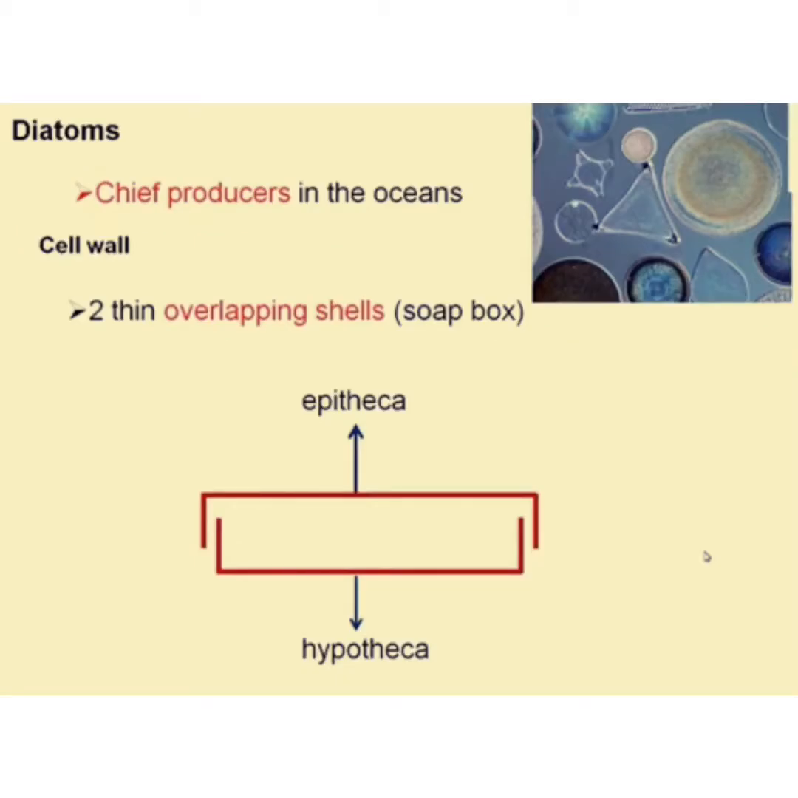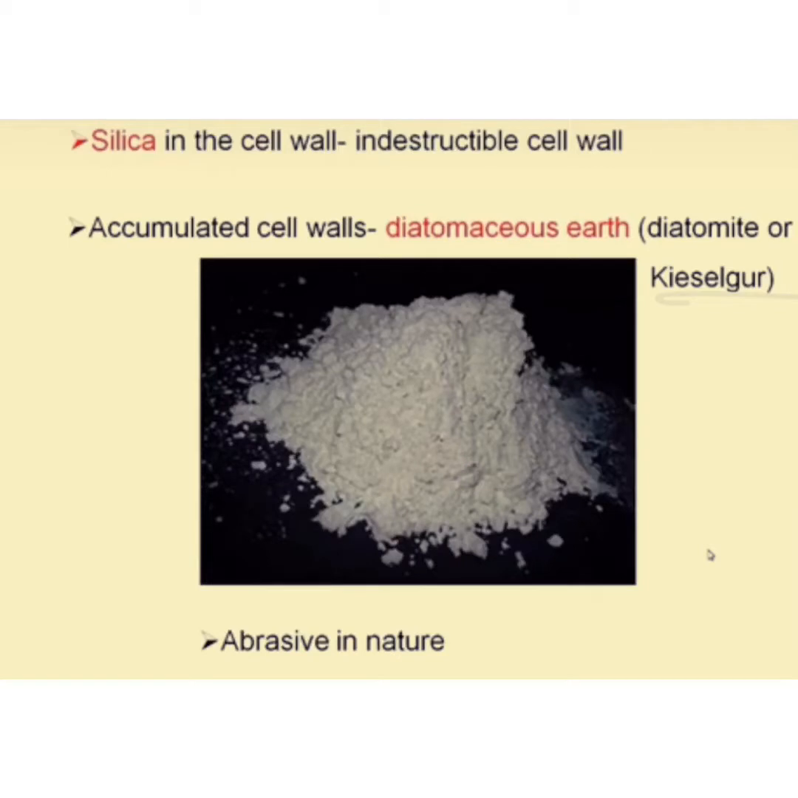Their cell wall consists of two thin overlapping shells which form a soap box like structure. The upper part is known as the epitheca, whereas the lower part is called the hypotheca. The cell wall of the diatom has silica, which is indestructible in nature.